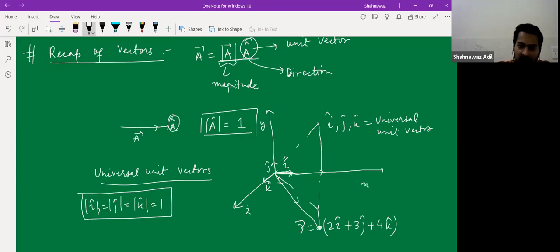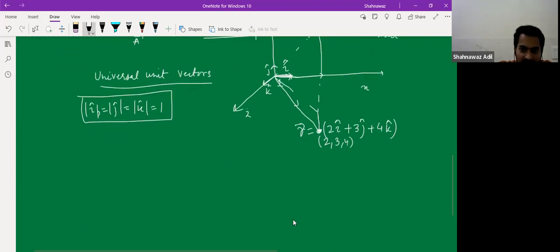And you can also represent it with the coordinates. So what would be the coordinates of this point? This would be 2, 3, and 4. So this is how you represent the position vector in the universal unit vector form, right?